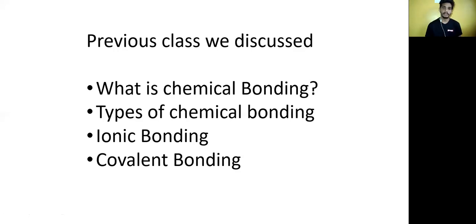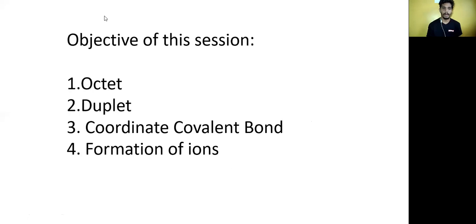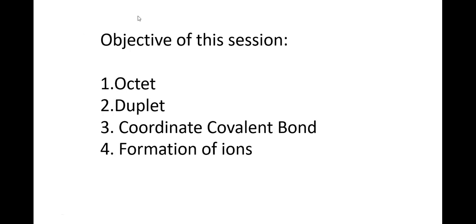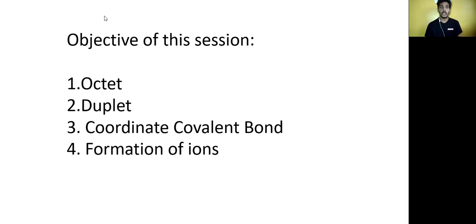So here we're going to talk about these things. What are the objectives of this session? We're going to talk about the octet, what is an octet, and what is a duplet. Then we're going to talk about the coordinate covalent bond and the formation of ions. So let's begin our session with great enthusiasm.